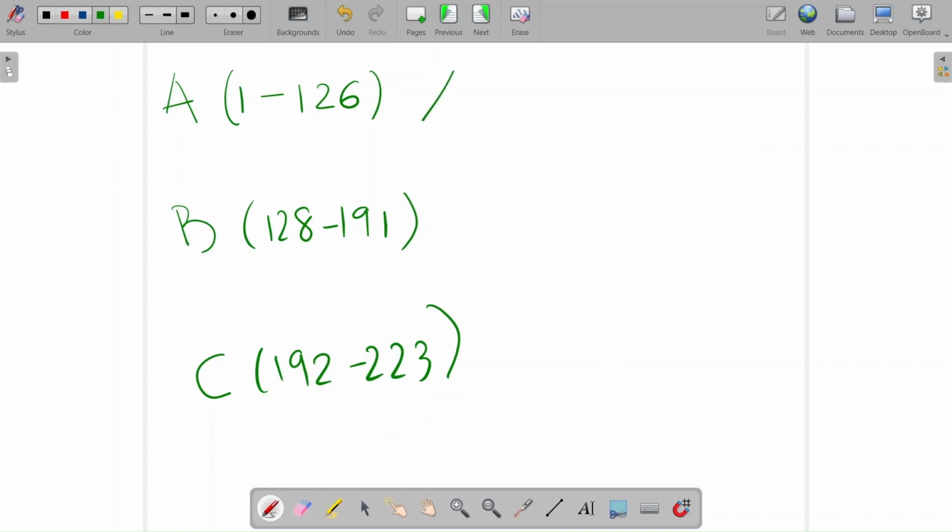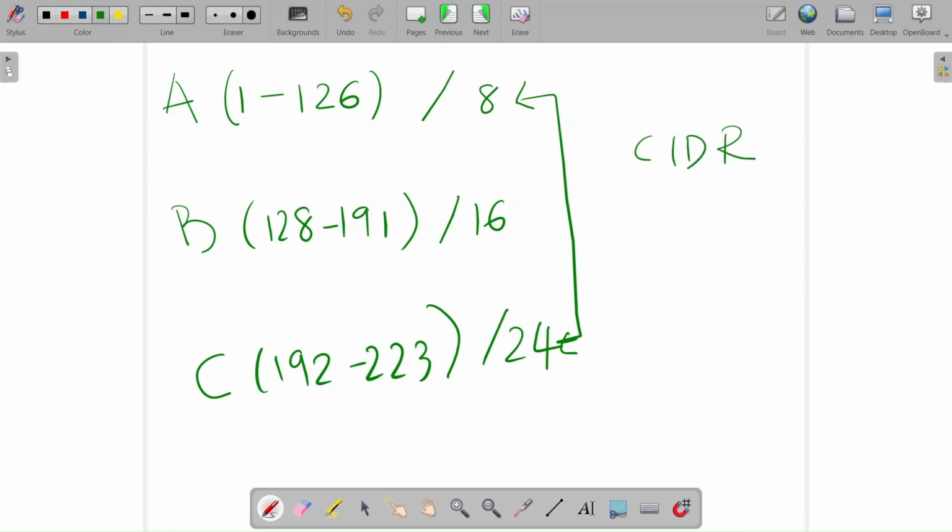The network bits assigned for A, B and C are 8, 16, and 24. Now these are the traditional ones established by classful IP addressing. Now in classless IP addressing, which we use currently, there's something known as CIDR, which is classless inter-domain routing. It is a newer technology which lets us choose any number of bits for the network part. So these are the network bits.